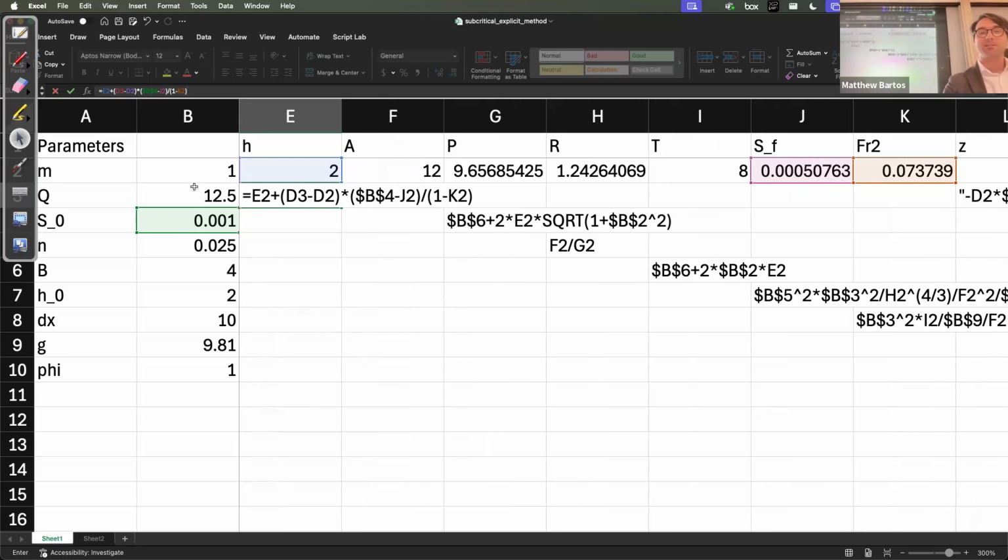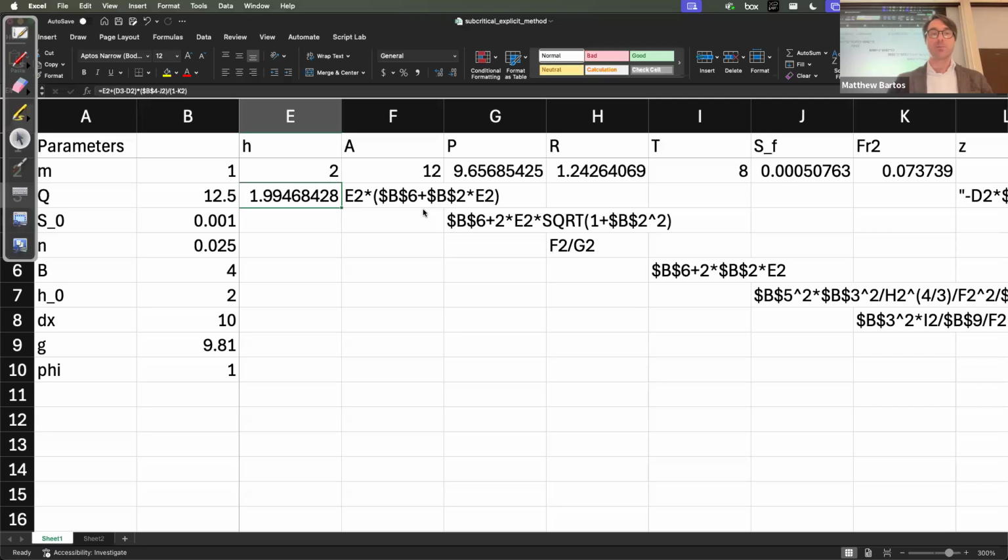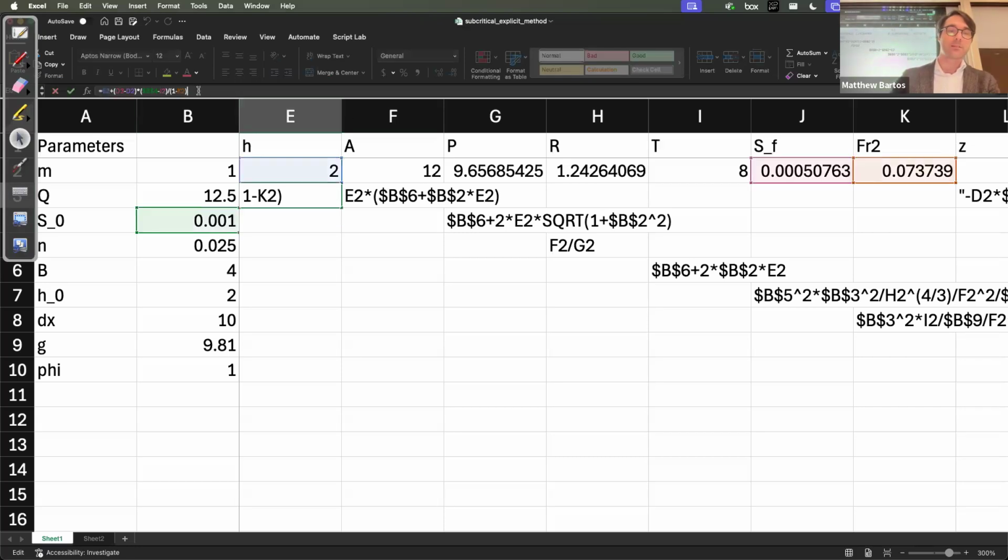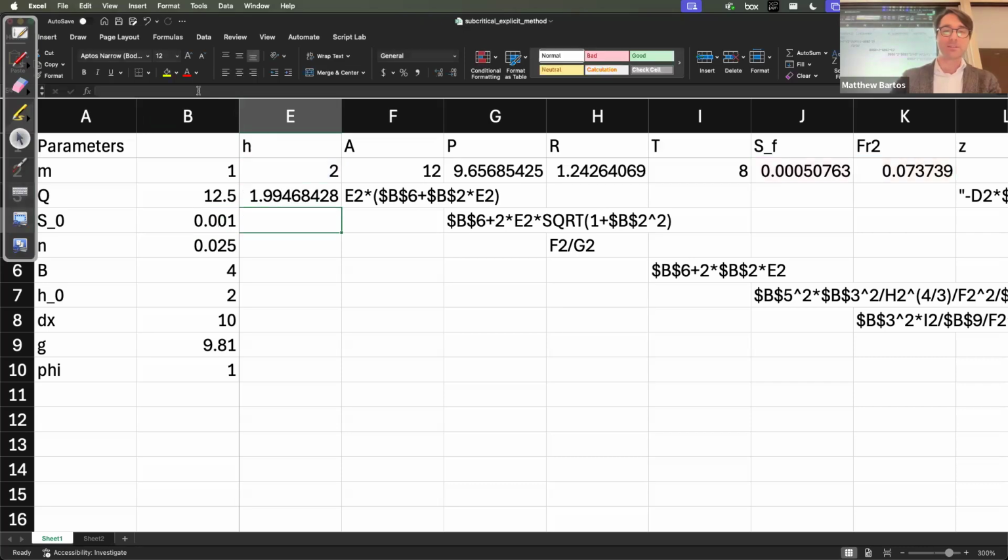So this is depth at the previous step plus the spatial step, delta x, times bottom slope minus friction slope, divided by 1 minus the Froude number squared. And when I evaluate this formula, I get about 1.99. So the depth slightly decreased as we moved upstream. I'll paste this out, but I'm going to have to overwrite it pretty soon.